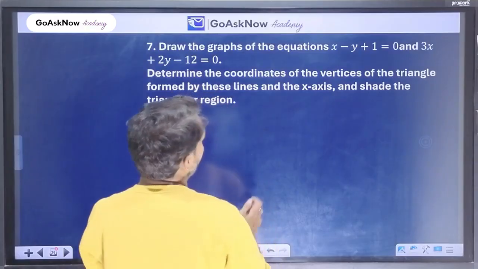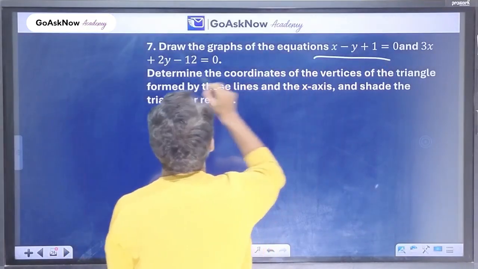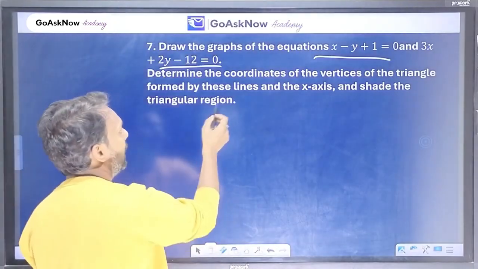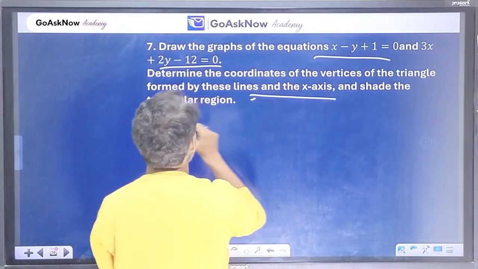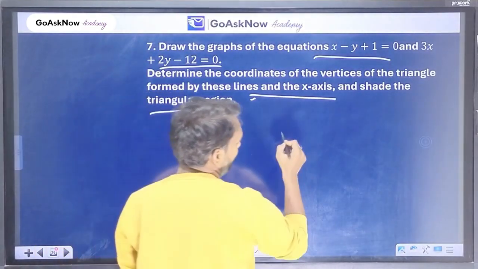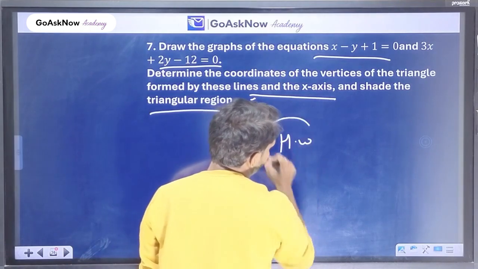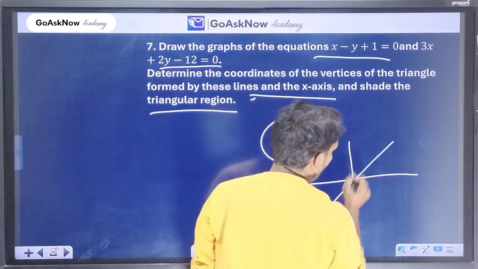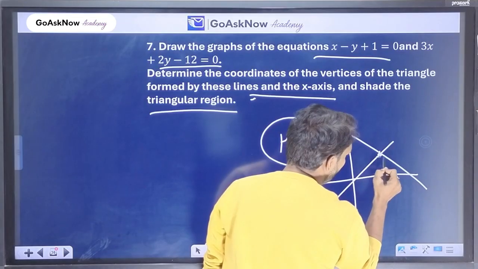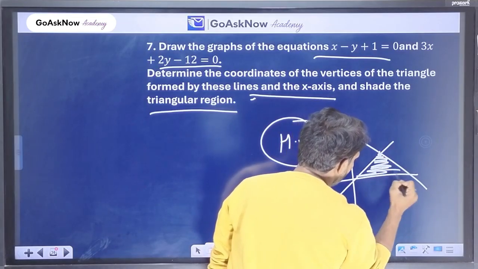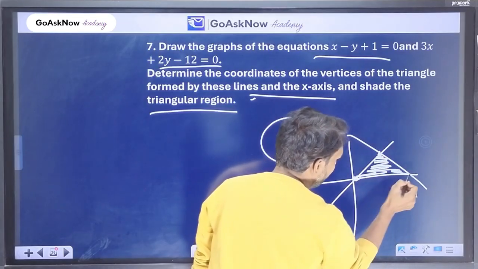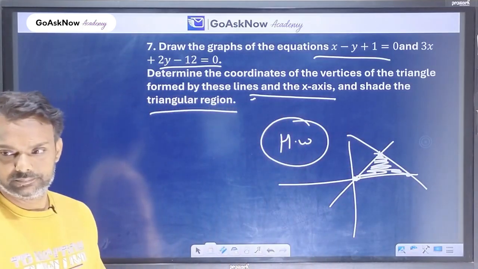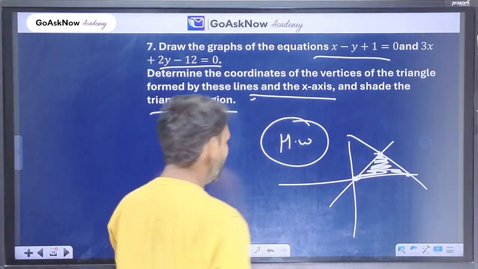Draw the graph of these equations. Determine the coordinates of the vertices of the triangle formed by these lines and the x-axis, and shade the triangular region. You have to do this in homework. Suppose both the lines cut over here, then you have to shade it like this and you have to find the coordinates like this.